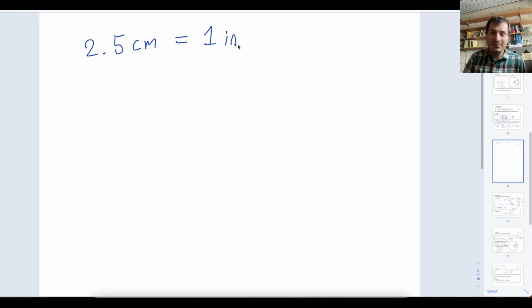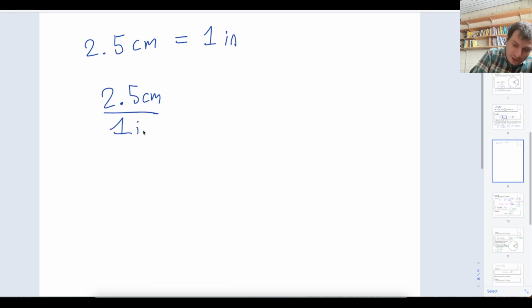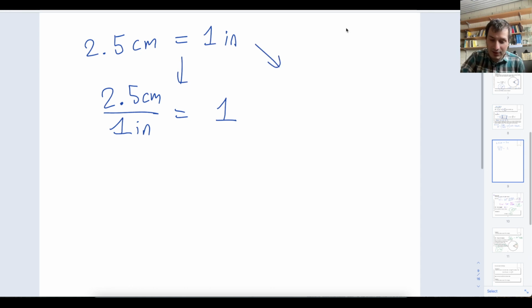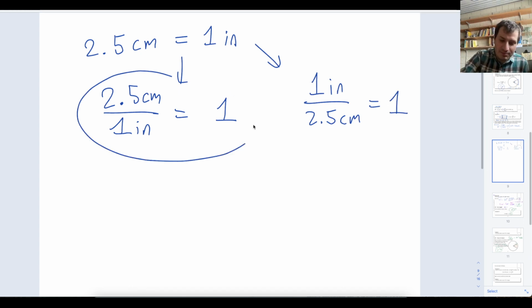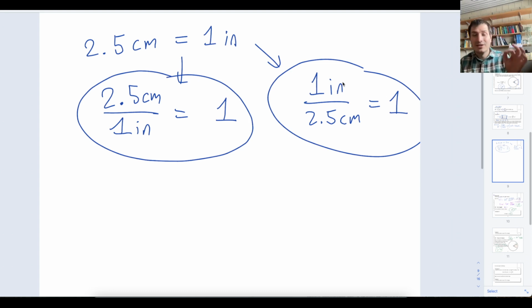If 2.5 centimeters is 1 inch, then 2.5 centimeters divided by 1 inch is nothing. I just divided both sides by 1 inch. 2.5 centimeters divided by 1 inch is the number 1. It's the same thing on the top and the bottom. You divide them out, you get 1. By the same token, you can divide it out the other way, and you can say that 1 inch divided by 2.5 centimeters is also 1.